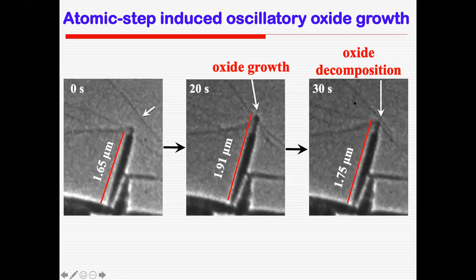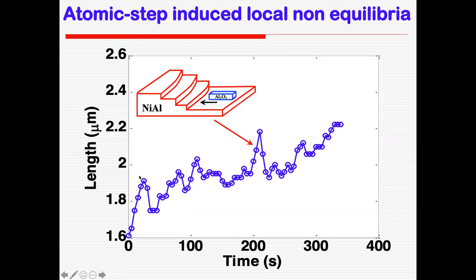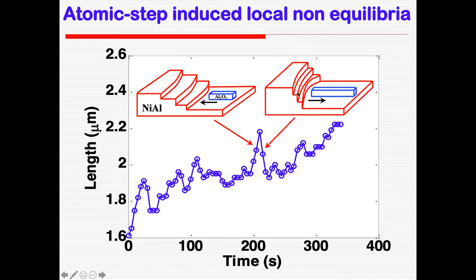So like this one, we can say we measure the length of the oxide strap, and you can see the healthy oscillation: growth, shrink, decompose, growth, then decompose. For the growth process, the atomic steps are not tightly bunched; they are relatively separated. Now for decomposition, the atomic steps are highly bunched. That can cause the oxide to decompose, okay?